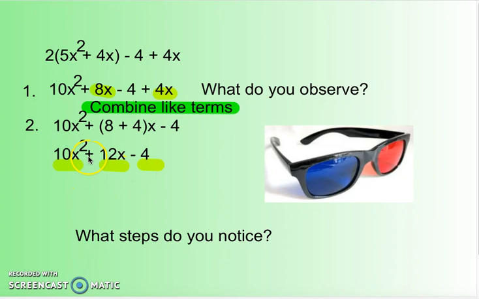I want you to notice that I wrote the terms based on their exponents. The greatest goes first, so x squared. Then the next least would be x to the first, and then x to the 0 power. So please make sure that you write your answers out like this.